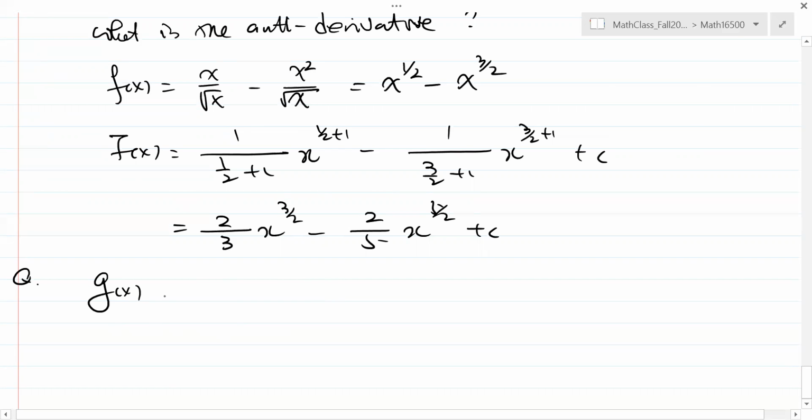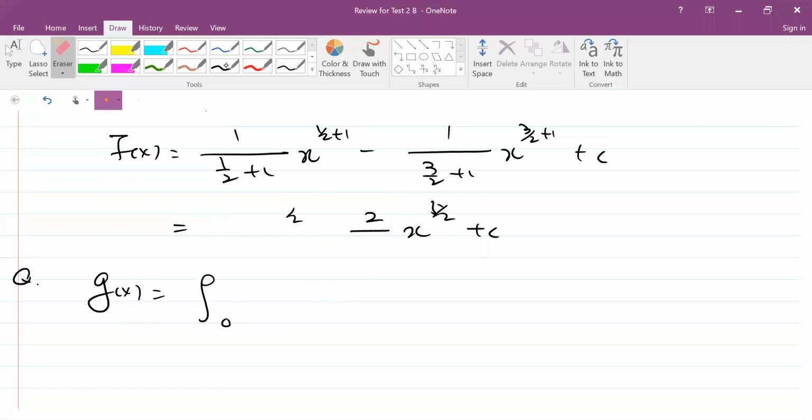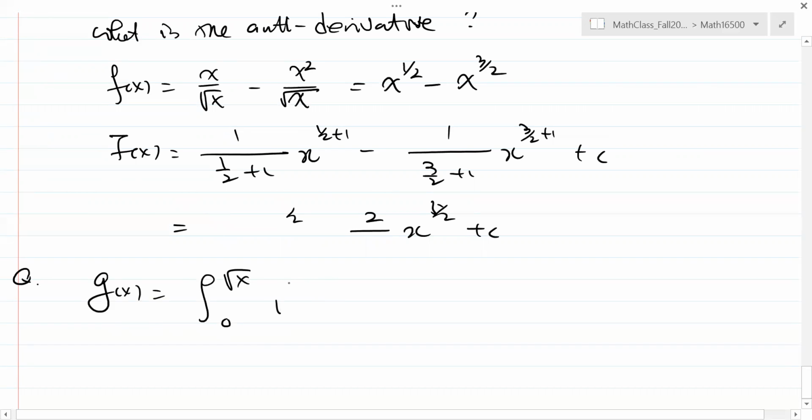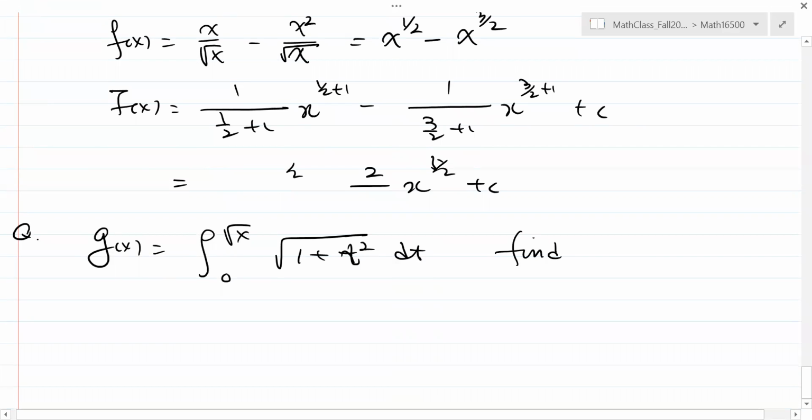Now this is a new problem. We haven't done that for a long time. I'm going to choose g of x equals the integral from 0 to square root x of 1 plus t squared dt. Find the derivative of the function.